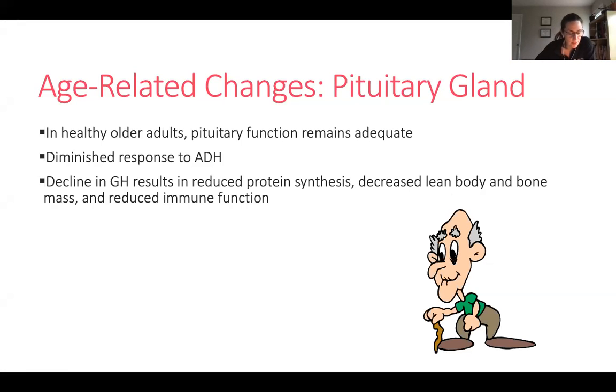So the diminished response to the ADH makes the older adult less able to compensate for inadequate fluid intake or excessive fluid loss. For a younger person or somebody that doesn't have a pituitary gland disorder, if we are doing an activity where we're losing a lot of fluid, the ADH controls how much we're sweating so we don't lose too much fluid, and the same the other way around. But with the older person it doesn't work as well.